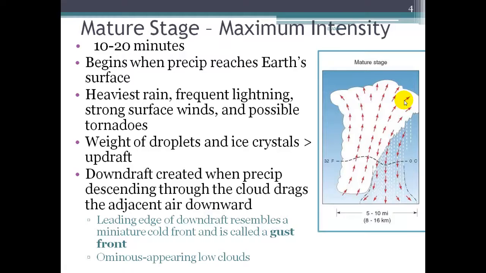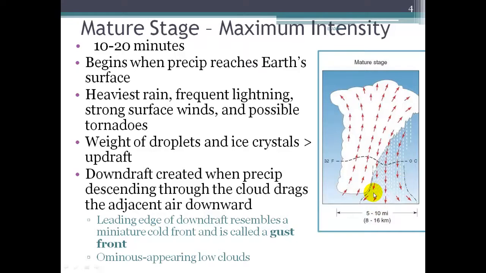This is the stage of all the weather, the heaviest rain, the frequent lightning, the strong surface winds, and possibly even tornadoes. At this stage, the water droplets and ice crystals have grown to such a size that they can no longer be suspended by the updrafts. Gravity pulls them down. The downdraft is created when the precipitation descends through the cloud, and it drags this colder air from higher up in the atmosphere down with it. So this leading edge of the thunderstorm often resembles a little bit of a cold front, and you've probably experienced this when a thunderstorm cloud starts to become mature and you feel that downdraft.